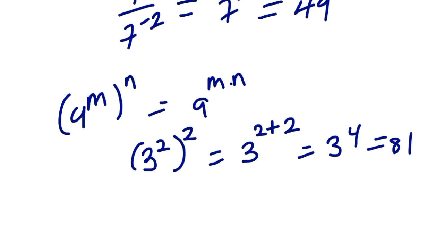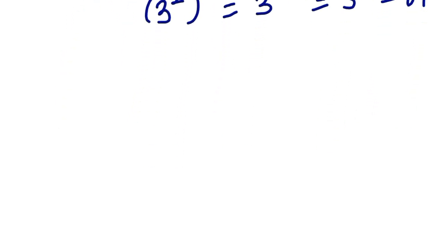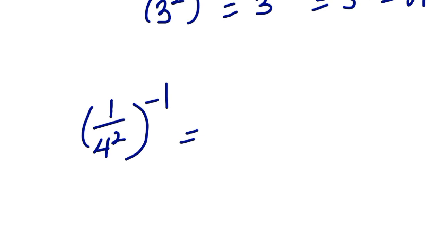Now let's take another example. When you have 1 all over 4 raised to the power of 2 all raised to the power of minus 1. Now first of all, we are going to apply the law we just discussed. So what does this give us? It will be equal to 4 raised to the power of minus 2 all raised to the power of minus 1.